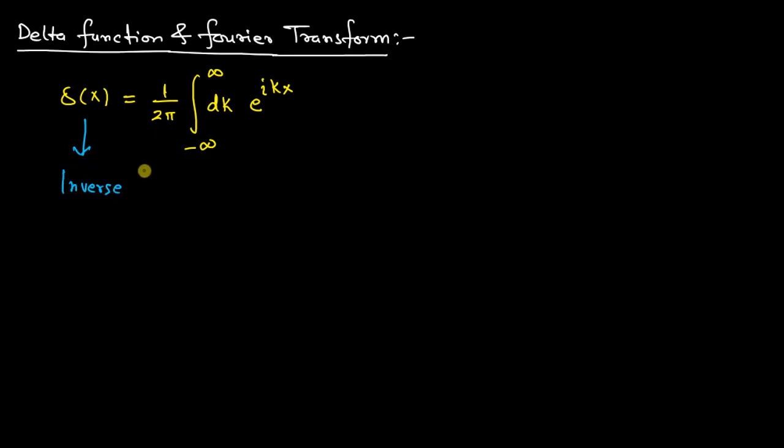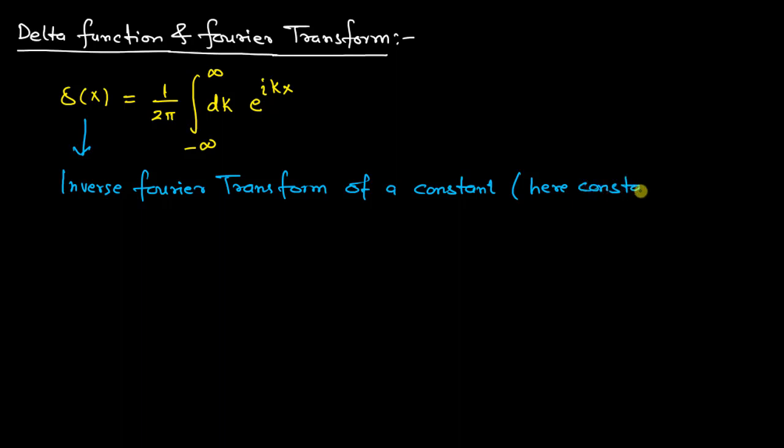So this delta x is the inverse Fourier transform of a constant, and here the constant is unity, or you can simply say 1. Okay, here the constant is 1. So if you take an inverse Fourier transform of a constant, and if that constant is 1, this will give you a delta function.